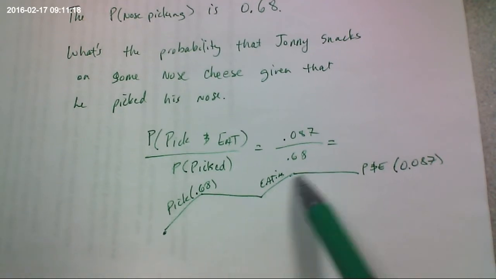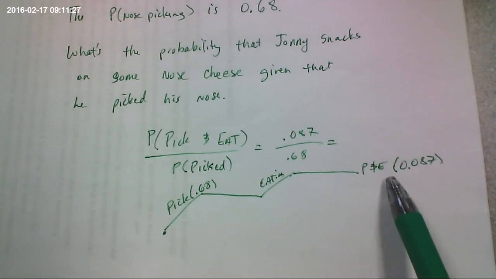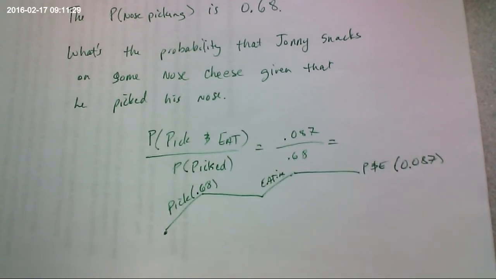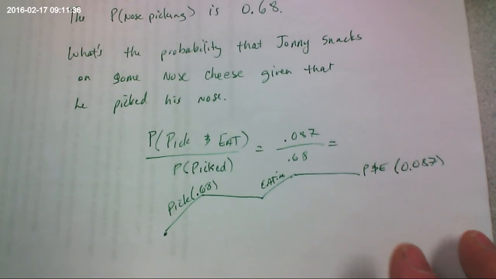You didn't do that? Did you have your diagram like this? How'd you have your diagram? I had the picking and using together. Oh, that's at the end. Oh yeah, that's okay. You see how it works now? All right. How many of you got 0.13 basically? Yeah, 0.13. Okay. So we're doing better. All right.